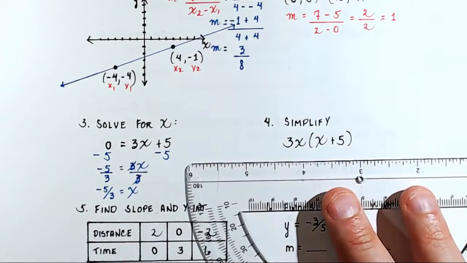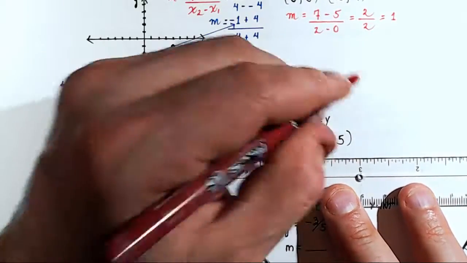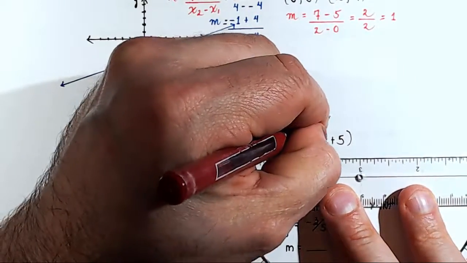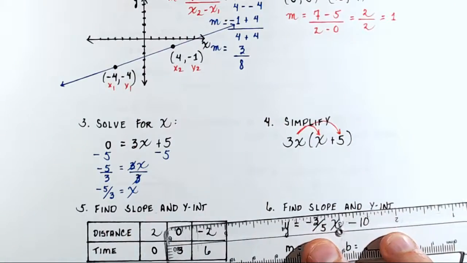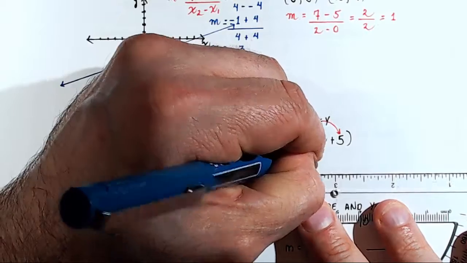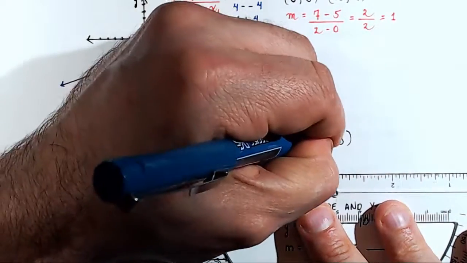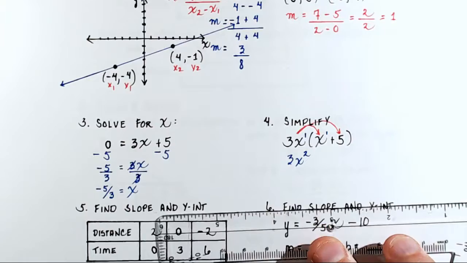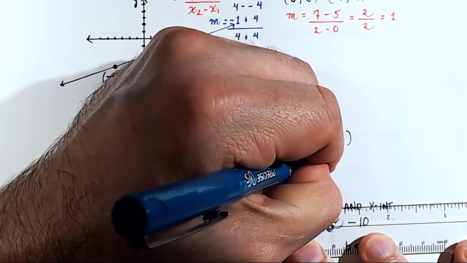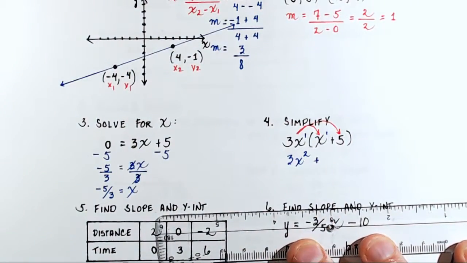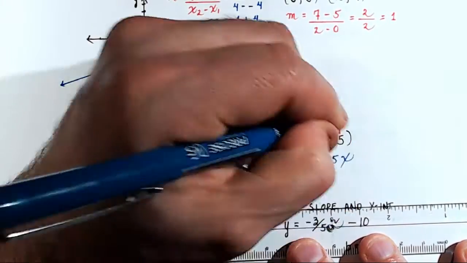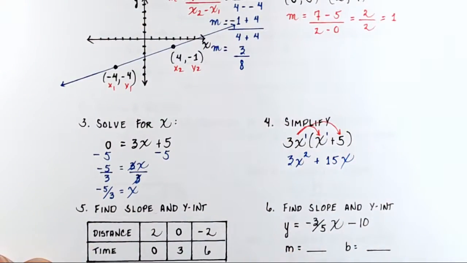Okay, number 4, simplify. So we're going to distribute the 3x inside the parentheses. So 3x times x is 3x squared. Remember, it's the product rule. You add the exponents, and those x's have exponents of 1, so they add together as 3x squared, plus 3x times 5, and that would be 15x. And that's it. You're done with that one.